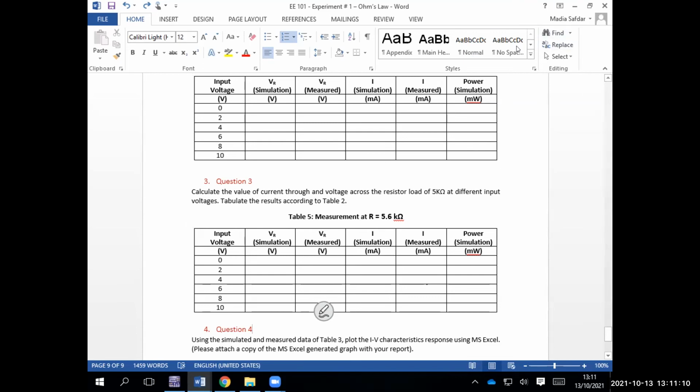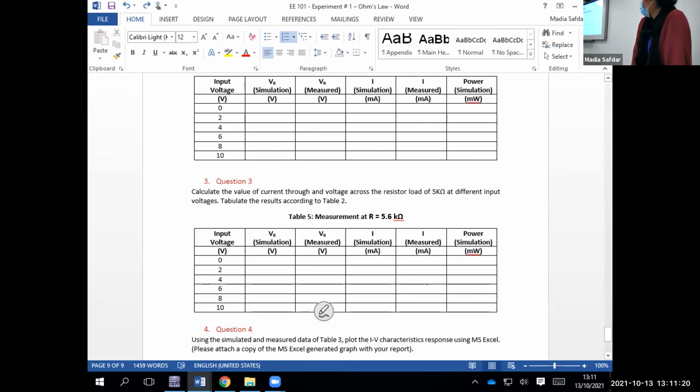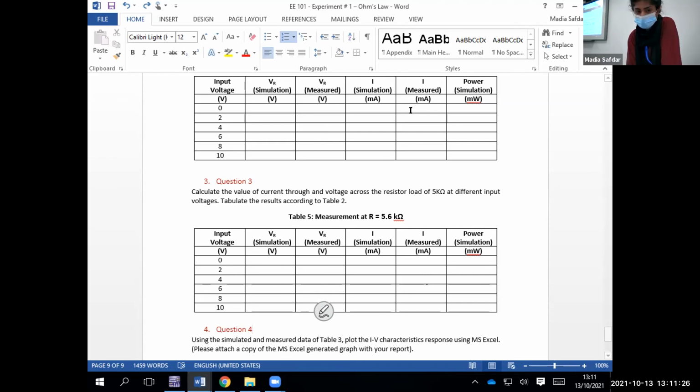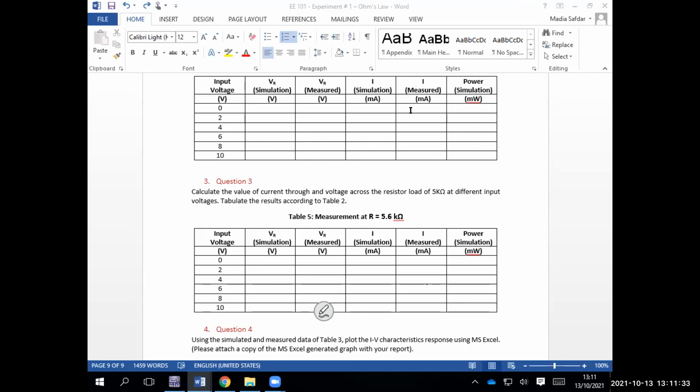Do you want the picture of the circuits just in the pre-lab, right? Because it's the same circuit. Yes, it's the same circuit, but I want the pre-lab also. Okay, so clear? Yeah, thank you. Okay, bye bye.